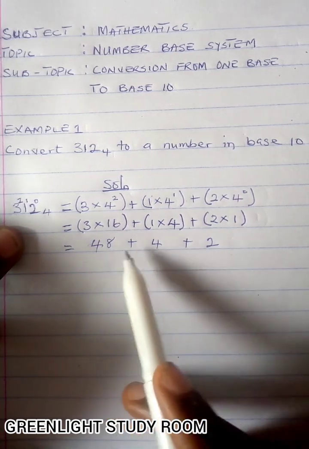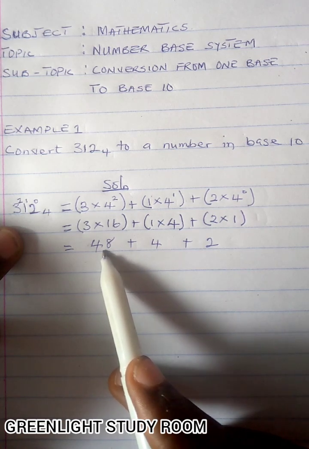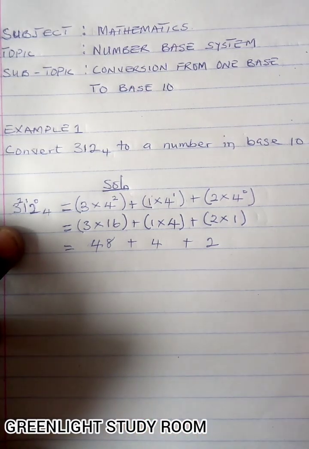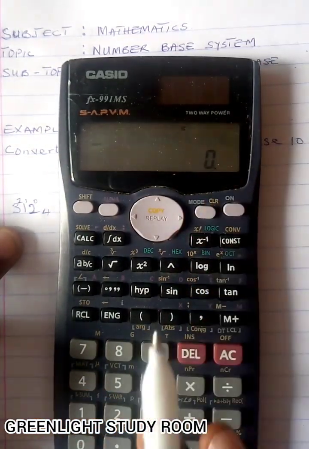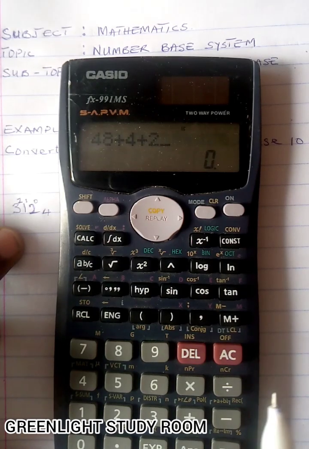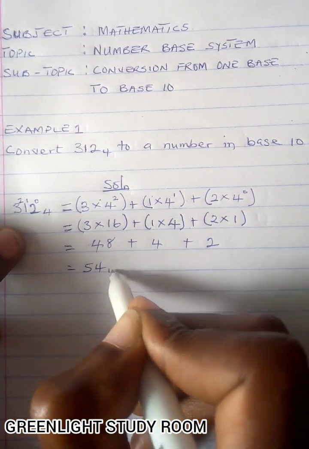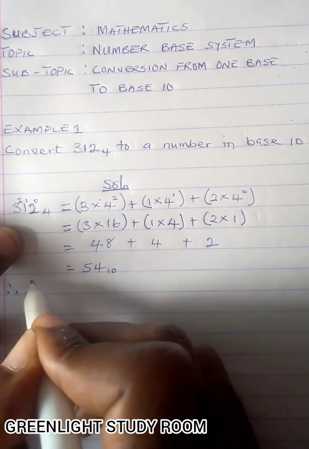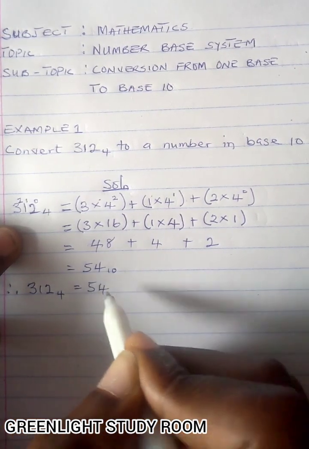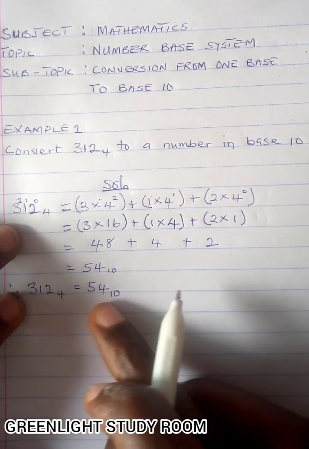Then the next thing we are going to do is simplify. Simplifying here simply means we are to add 48 to 4 and to 2. That is 48 plus 4 plus 2. So going back to our calculator, 48 plus 4 plus 2 gives us 54. So this is in base 10. Therefore, this number 312 in base 4 is equal to 54 in base 10.